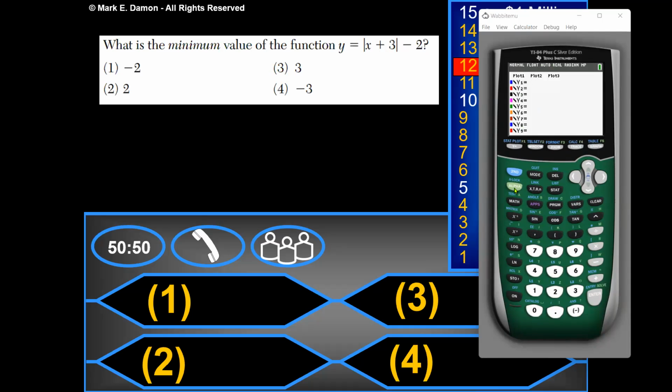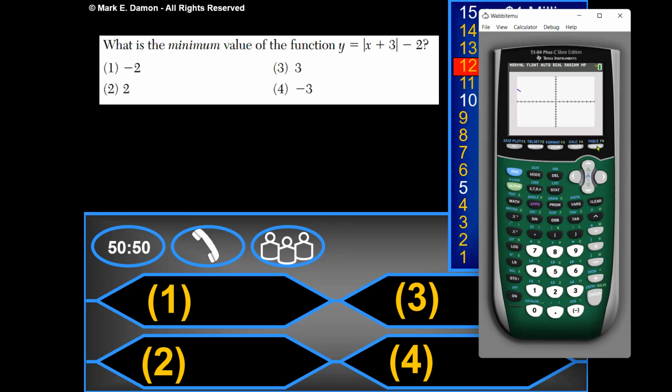One is in the fraction menu, by pressing alpha, y equals, and arrowing over one time, so you can find it there. Or you can press the math button and arrow over one time and find it there. So that's the absolute value bar. You could type x plus 3 inside and then minus 2 outside.